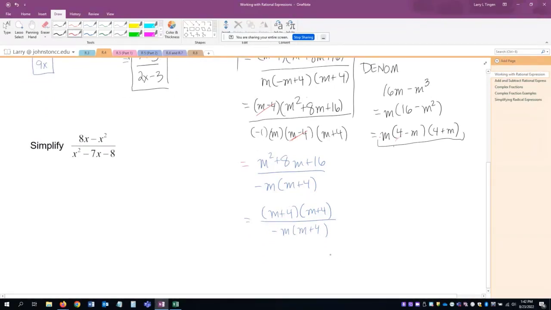Same thing as last time, right? I got the same factor in the numerator and the denominator. They divide away. And what's left? What's left is m plus 4 divided by negative m, or negative m plus 4 over m.